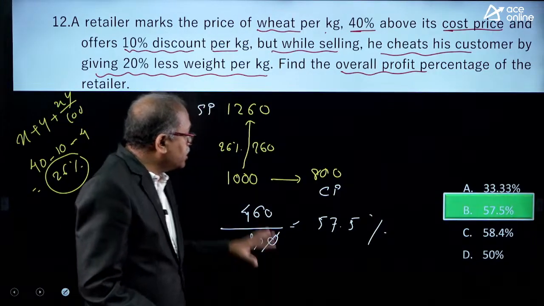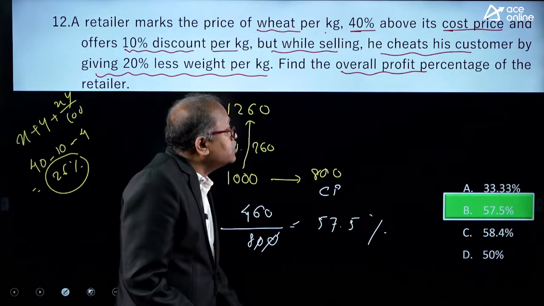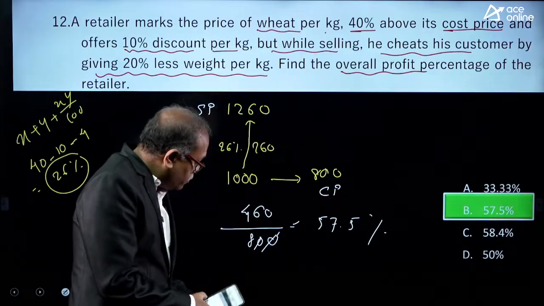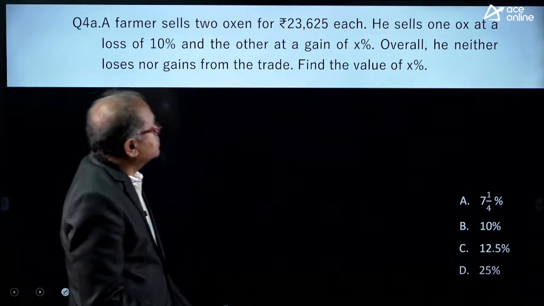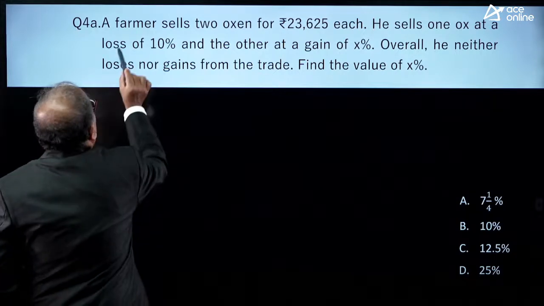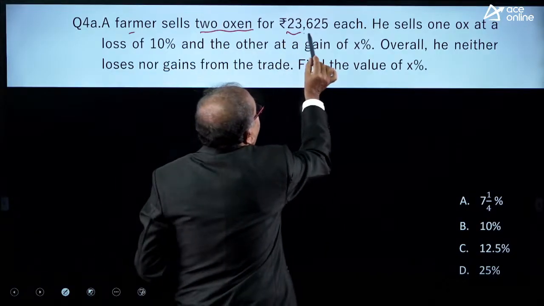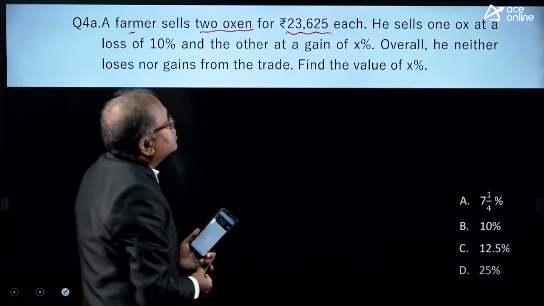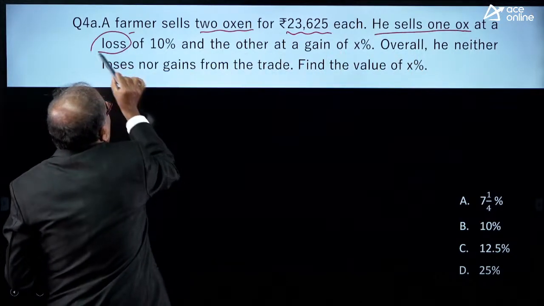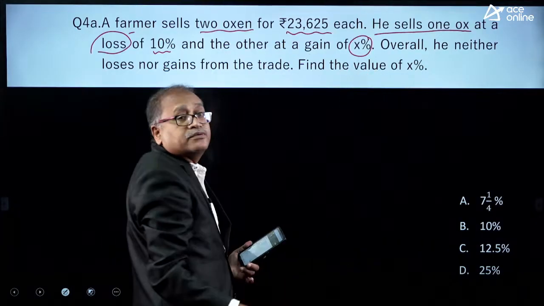So I am moving on to the next. This much should be the writing, the minimum possible writing. Now moving on to the next, and the next one is this. Now allow me to read the question. A farmer sells two articles for rupees 23,625 each. He sells one at a loss of 10% and the other at a gain of X%.